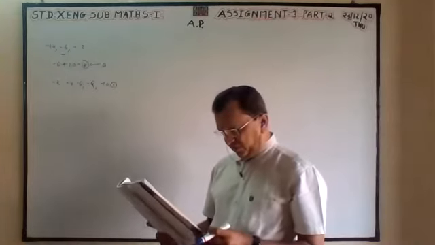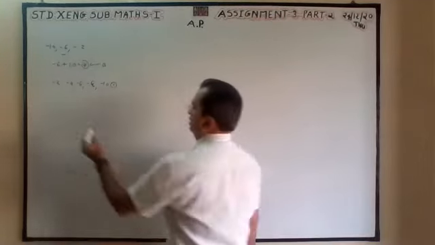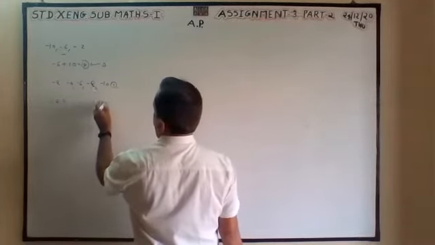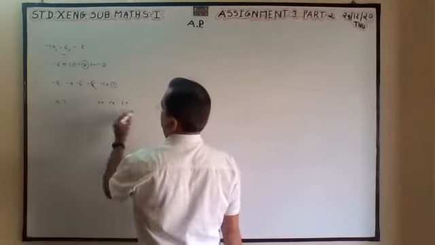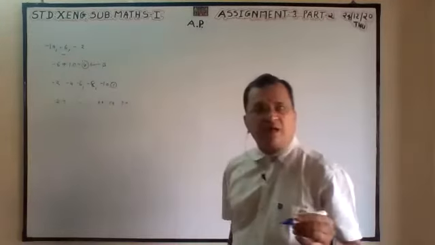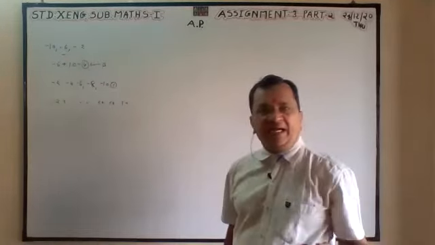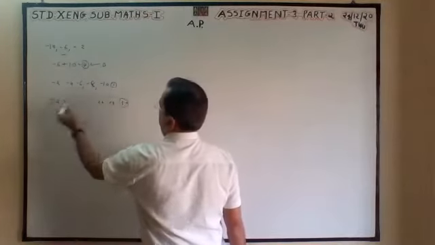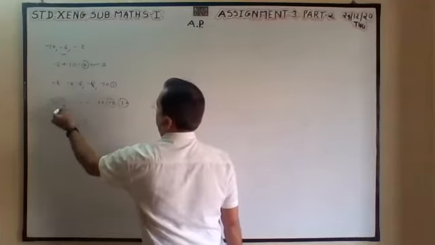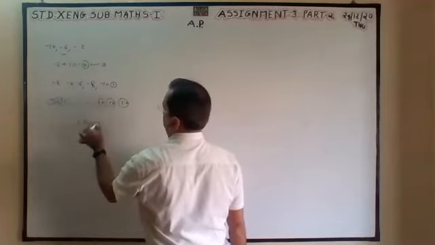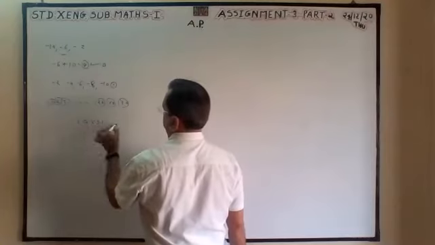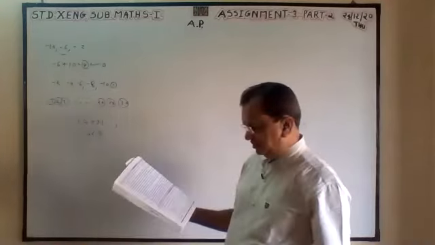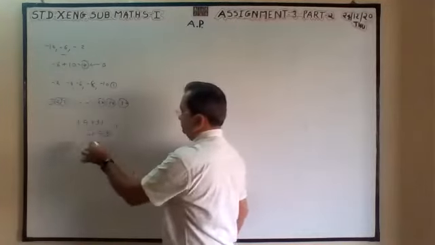What is the sum of the first 30 numbers? 1, 2, 3, dash, 27, 28, 30. There are 30 numbers, so how many pairs? 15. Each pair having 31 total, 31 total, 31 total. So 465 is the answer. That is again B.